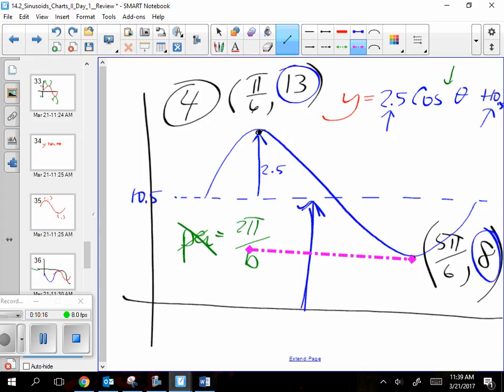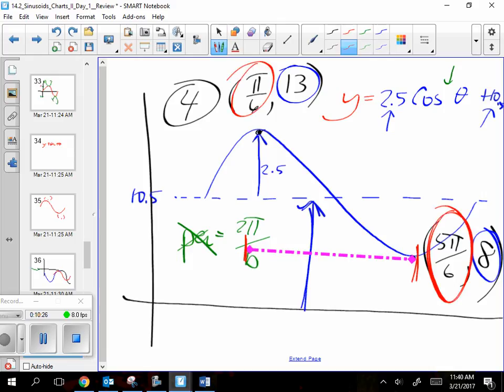Well, first off, that's only half a cycle. But how long was it from here to here? Well, that is the x's subtracted. So you subtract 5 pi over 6 minus 1 pi over 6 gives me 4 pi over 6. Could I reduce that? Yep. And it would be 2 pi over 3.